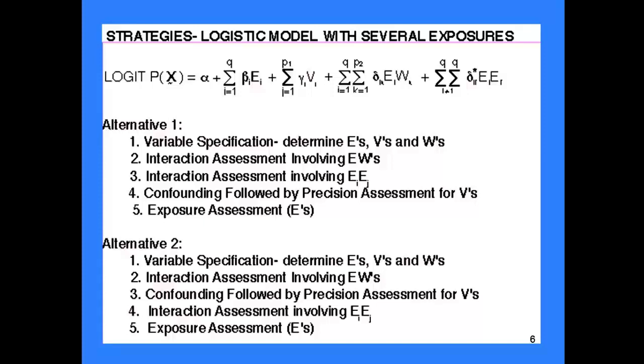I'm just telling you what the advantage here is: interaction before confounding. This is confounding before you deal with E's. That's what this says. Deal with confounding, deal with covariates before you deal with your exposure variables. That's what the second one says.